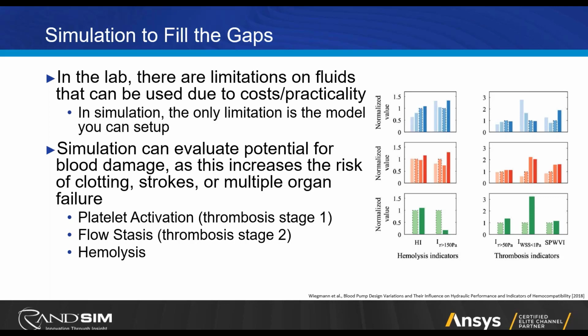Damage to the blood increases the risk of clotting, strokes, or multiple organ failure. You can model this through several methods, most notably looking at platelet activation, flow stasis, or hemolysis. Each of these obviously has its own caveats. There's no standard used for any of these models, but one thing that can be said is that all of these models do trend well. Again, going back to trending versus looking at the absolute value.